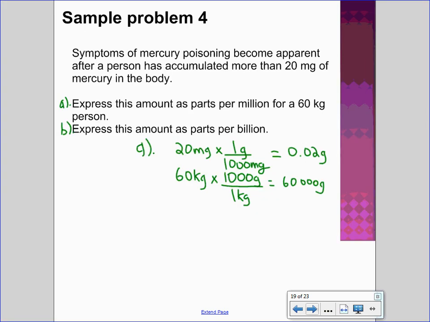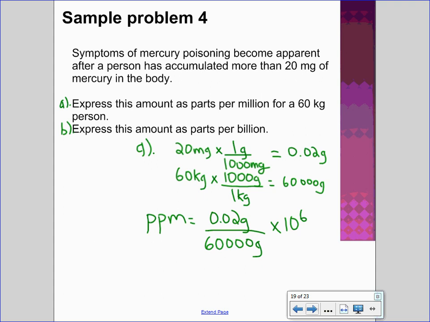So now that we have our masses converted into the appropriate units, we can go ahead and determine that concentration in parts per billion. So we take the mass of our solute, which in this case is going to be the mass of the mercury, which is 0.02 grams. We divide it by the mass of our solution, which in this case will be the person itself, so divided by the 60,000 grams, and we multiply this number by 1 million.